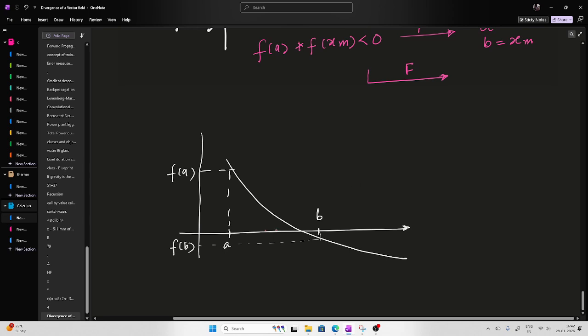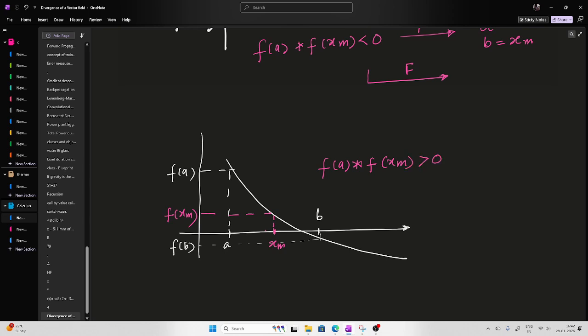Okay. Now, if I evaluate the mid part, let's say this is the mid, this is my xm. And now, if I evaluate the product of fa times fxm, and this comes out to be positive, that means the curve is on the same side between these two limits a and xm. That means the root will not be in between a and xm. Then it should be between xm and b.